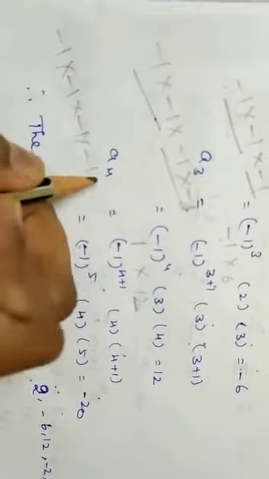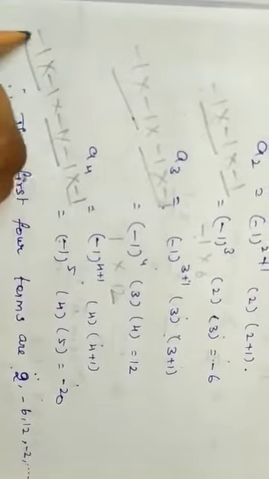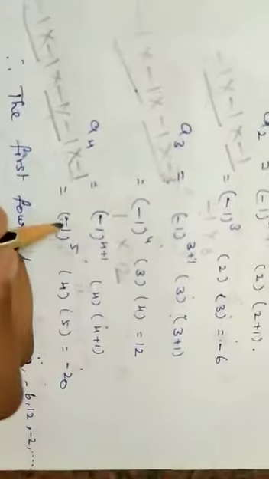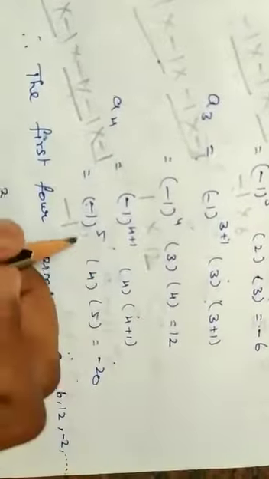So A4 is minus 1 into minus 1 into minus 1 into minus 1 into minus 1. So this is plus 1 and this is also plus 1, this is minus 1. So plus 1 into plus 1 is 1 and 1 into minus 1 is minus 1. So it will become minus 1, and 4 into 4 plus 1, that is 4 into 5, which is 20. So it will become minus 20. Therefore the first 4 terms are 2, minus 6, 12, minus 20 till infinity.